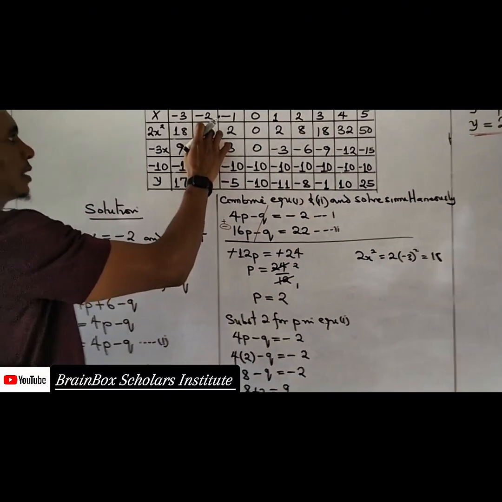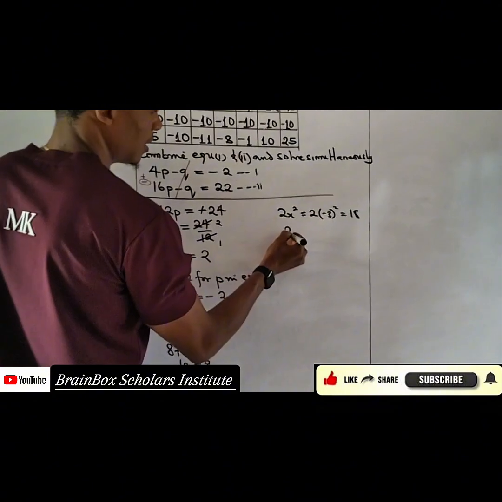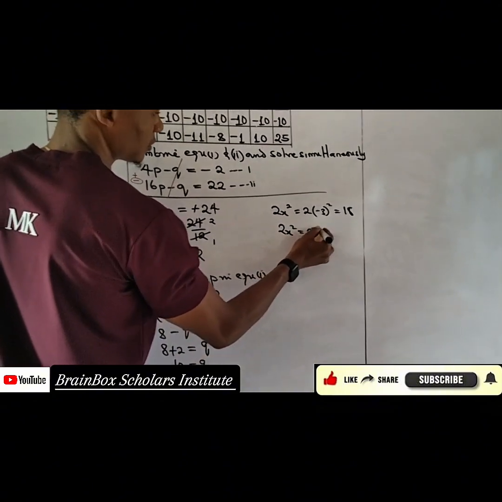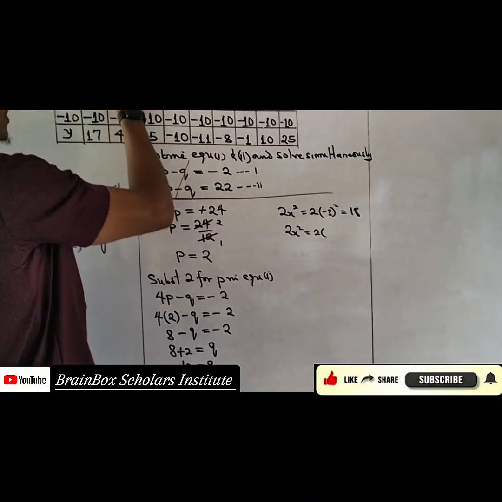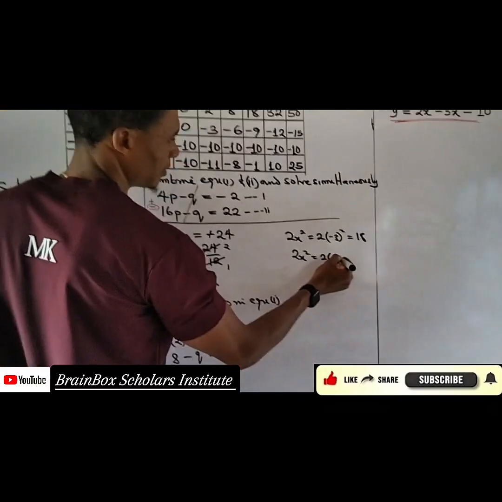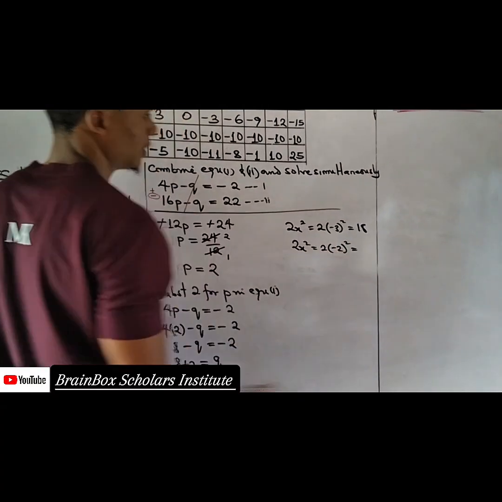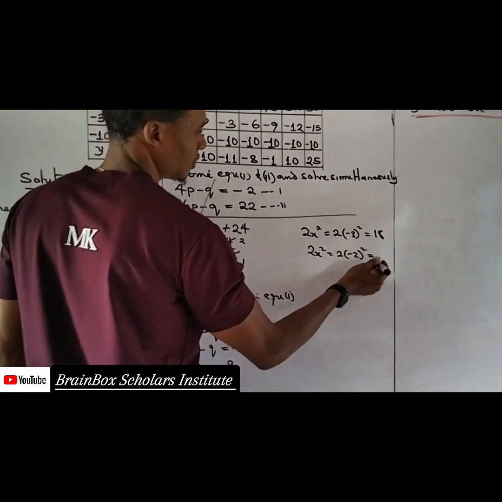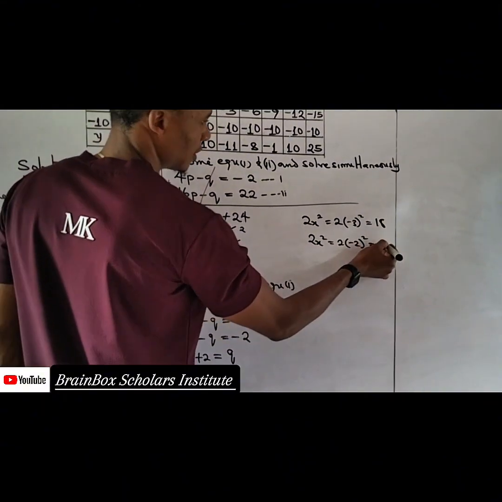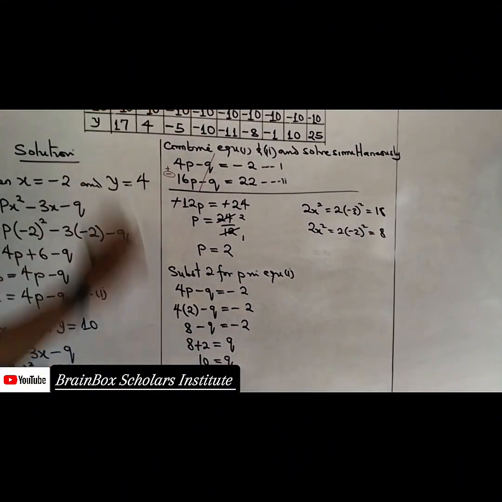Now, how do I get this 8? I say 2x² is equal to 2 bracket, x here is -2. So I put -2 here, all squared. Now -2 squared is 4. 4 times 2 is 8. That's how 8 came about.